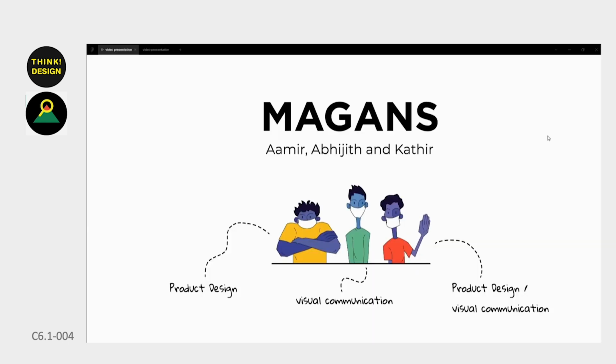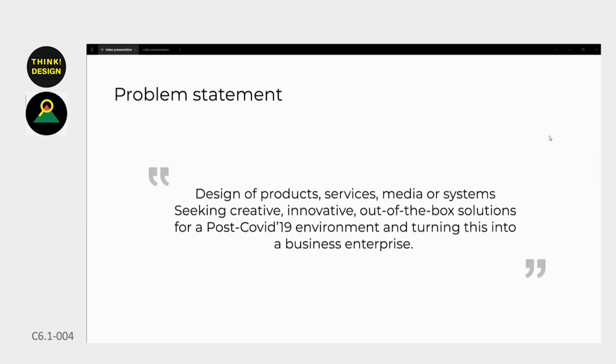Hello, our team are Amir, Abhijit, and Kadir, and we are the Muggins. The project problem statement was to design a product, service, media, or system seeking creative, innovative, out-of-the-box solutions for a post-COVID-19 environment and turn this into a business enterprise.